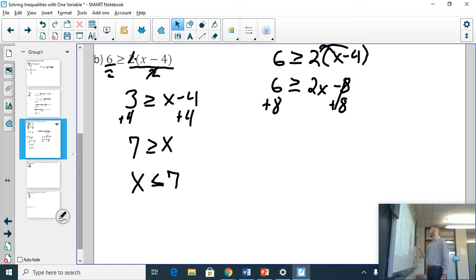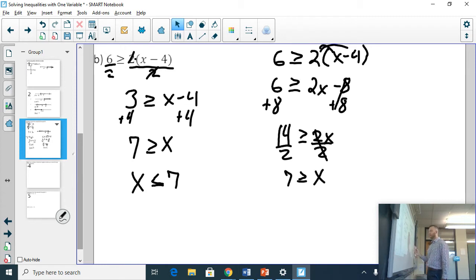And then those are going to cancel out. And then we're going to have 2x on this side. We have the greater than or equal to sign in the middle. 6 plus 8 is 14. And then look at that, when we divide by 2, we're going to get 7. 14 divided by 2 is 7.